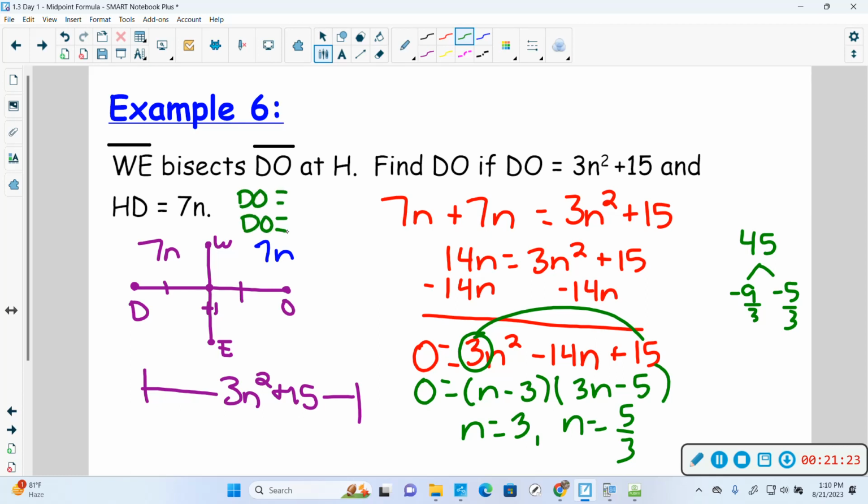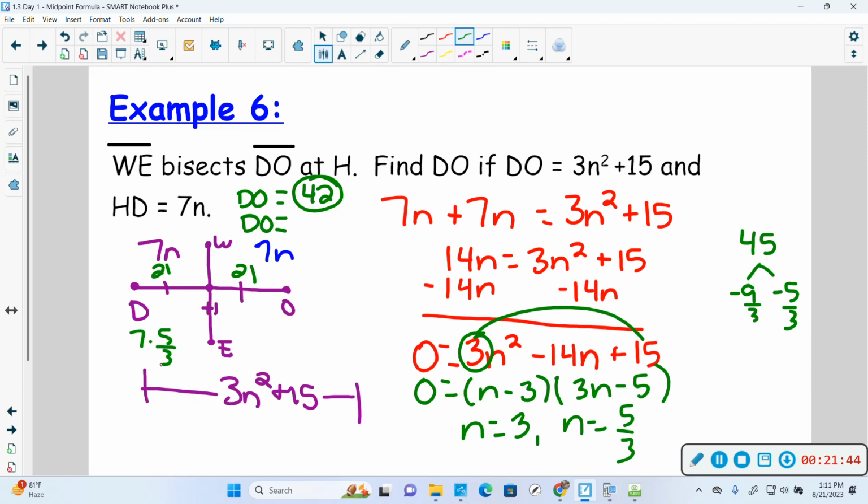Let's start with the easy one. If you put 3 in here, what's 7 times 3? 21. So you have 21 and 21. So a total of what? 42. That's the easy one. You might need your calculator for this. What's 7 times 5 thirds?